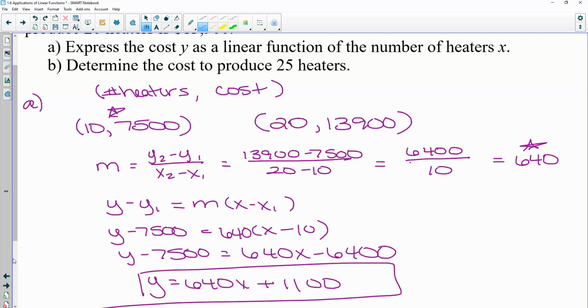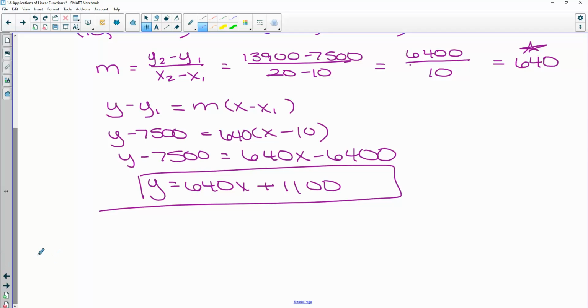So writing equations, we've done that before. The only difference is we had to read the problem to get our ordered pairs. So what's the 1,100 for? Is that just like operating costs? Yep, something like that, probably like the building or electricity.